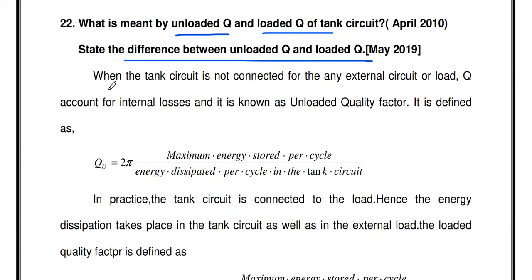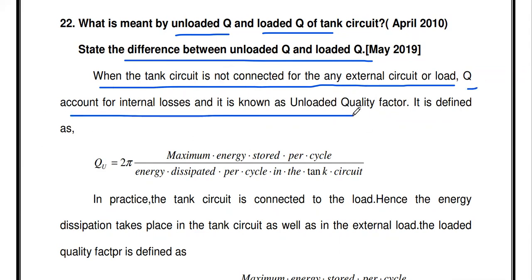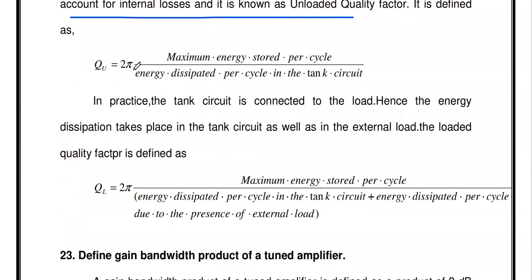When the tank circuit is not connected to any external circuit or load, the Q that accounts for internal losses is known as the unloaded quality factor. When the tank circuit is not connected to any circuit and you measure the quality factor, it is called unloaded Q. The unloaded Q is defined as the maximum energy stored per cycle divided by the maximum energy dissipated per cycle in the tank circuit.